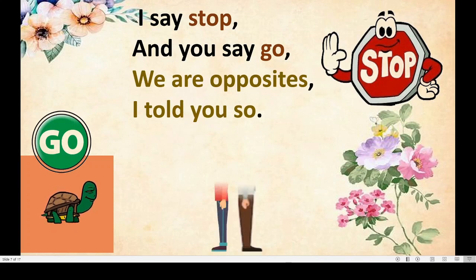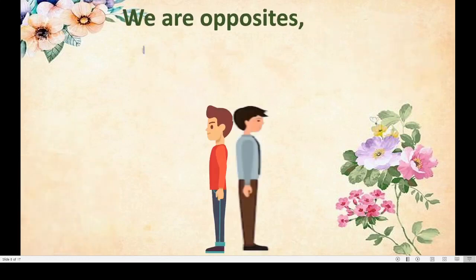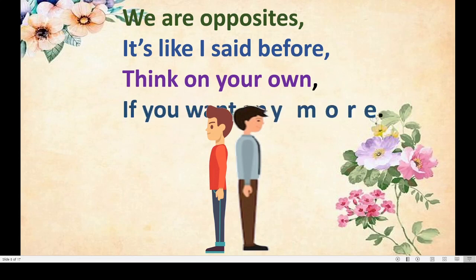Now, next one is, we are opposites. I told you so. Again, these boys, they are standing in opposite direction. Back to back, right? We are opposites. It's like I said before. Think on your own if you want any more. Yes, if you want some more, then we have to think. See, for example, white, black. Correct? Start, stop, up, down, then front, back, like that. You can write more and more opposites.